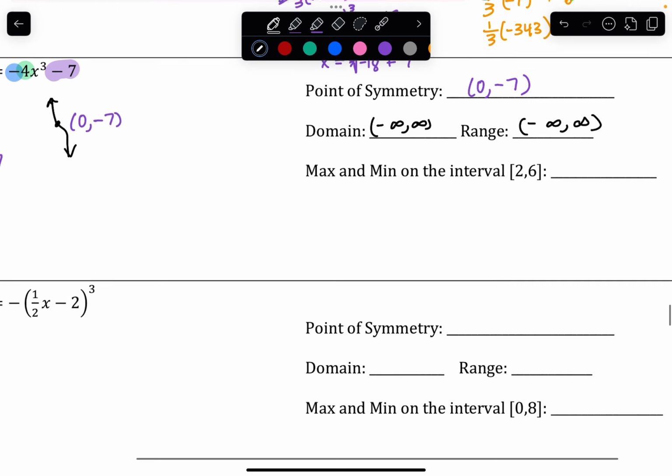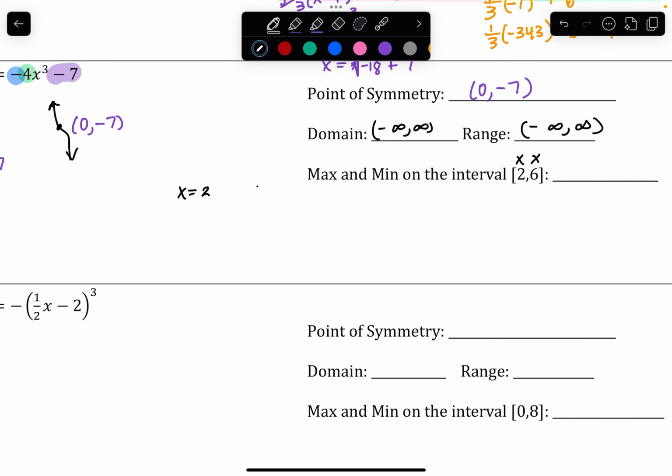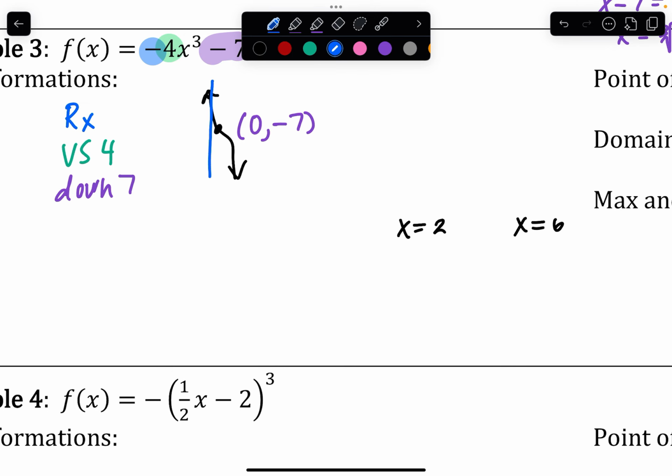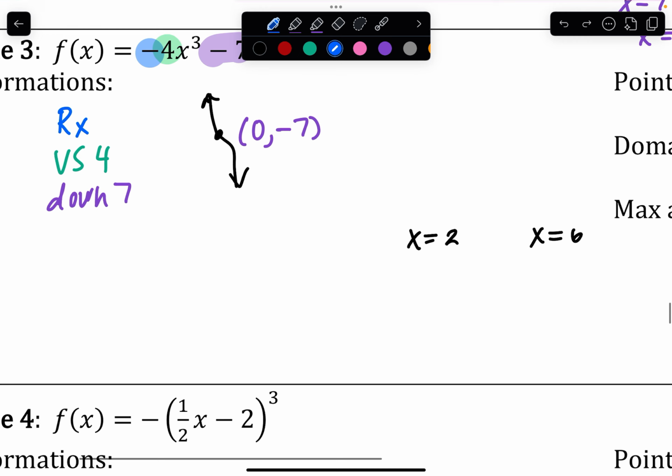And now they want us to find the max and min on this interval. So remember, when they give you an interval, those are x values, okay? And so at x equals 2 and x equals 6, because this is a decreasing function, we can imagine x equals 2. So it's helpful to know where the inflection is, but not really. You don't have to know, but (0, -7) would be here, to the left. And so we can already tell that our maximum is going to occur at x equals 2, and then our minimum is going to occur at x equals 6.